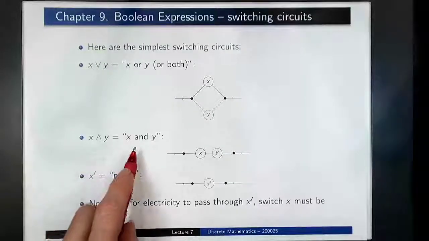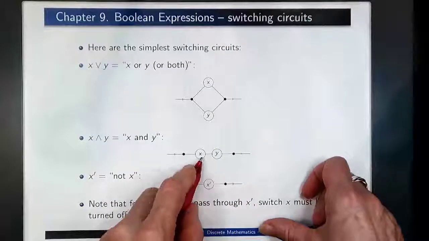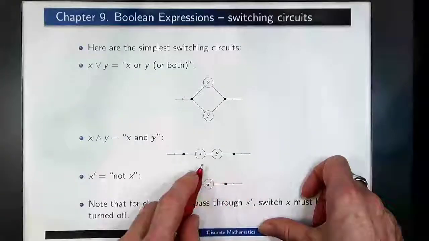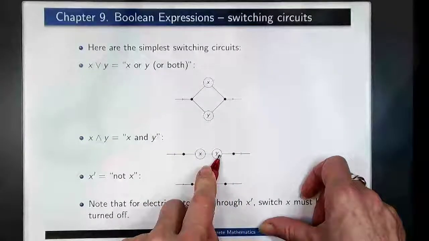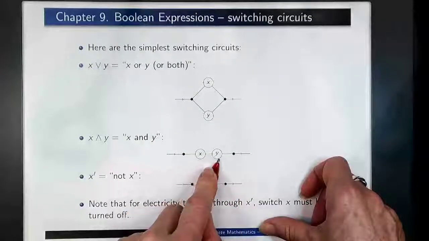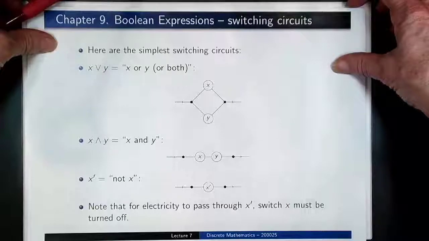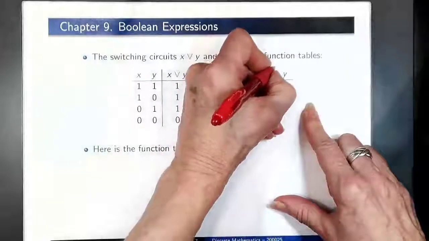Here's the other one, and. X and Y. You've got to have both for things to happen. You're not going to get current flowing unless you've got X and Y both on. So the only way you'll get current flowing is to have X on and Y on. And that's captured in the table over here with the and. That's our and.